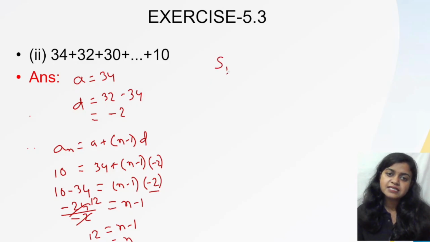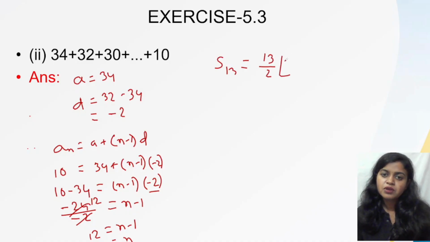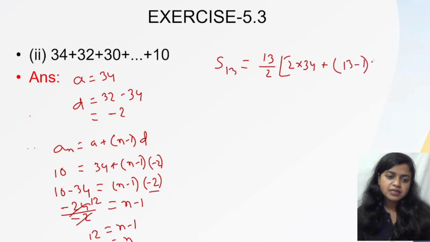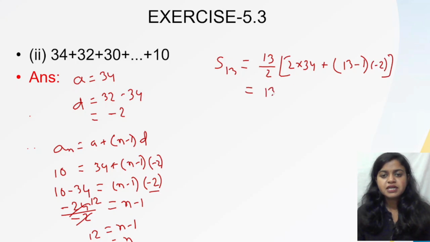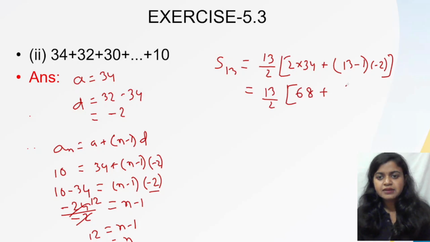So we'll find S_13. We know the formula of S_n: n by 2, that is 13 by 2, into bracket 2a plus (n minus 1) into d. Here 2a is 34 into 2, that is 68, plus (13 minus 1), which is 12, into d, which is minus 2.